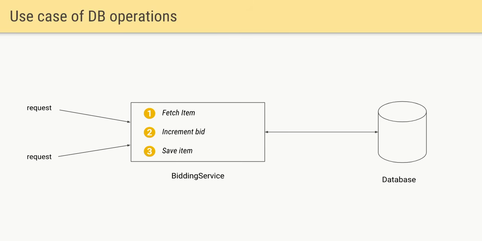Let's start with a simple example. Let's say we have this web application called bidding service, and its job is to increment the bids on a particular item. So whenever there is a request, the bidding service will get the ID from the request. It'll fetch that item from the database using that ID. It'll increment the bid amount by say 1%. It'll save the item back to the database.